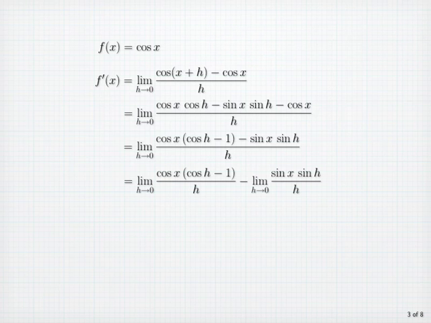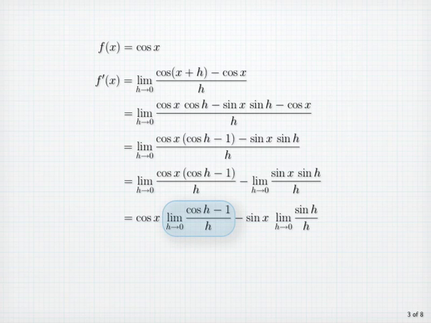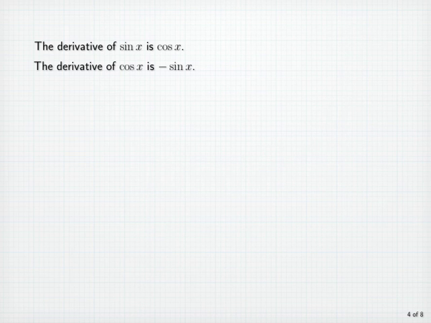quotient up into two terms, bring cosine x outside the first limit and sine x outside the second limit, and so now we have the very same two basic limits that we just saw when we computed the derivative of sine x. So the derivative of cosine x is cosine x times 0 minus sine x times 1, or minus sine x. So we've now learned that the derivative of sine x is cosine x, and the derivative of cosine x is minus sine x.